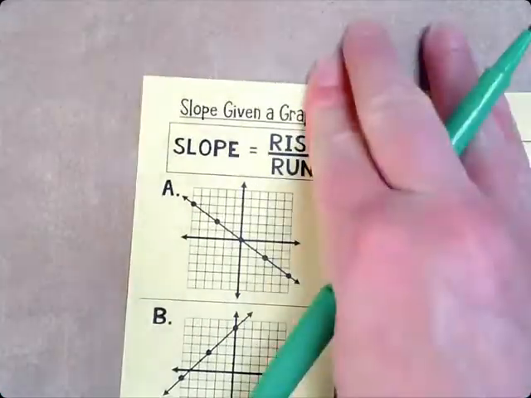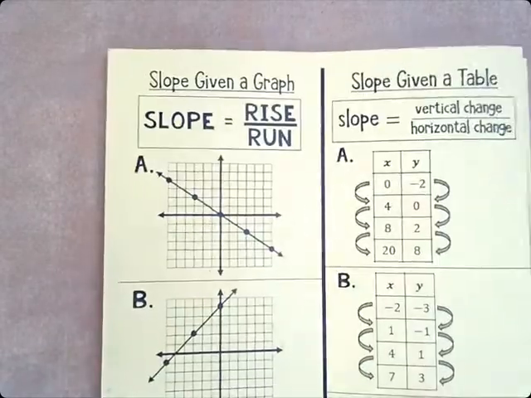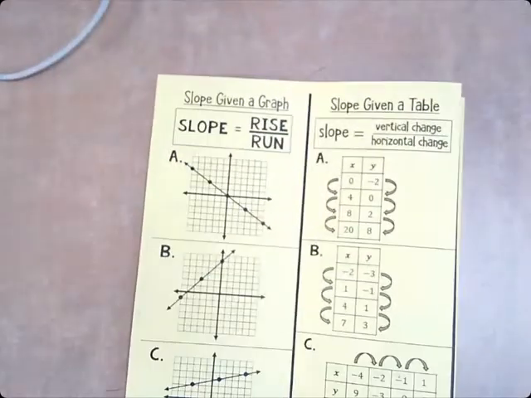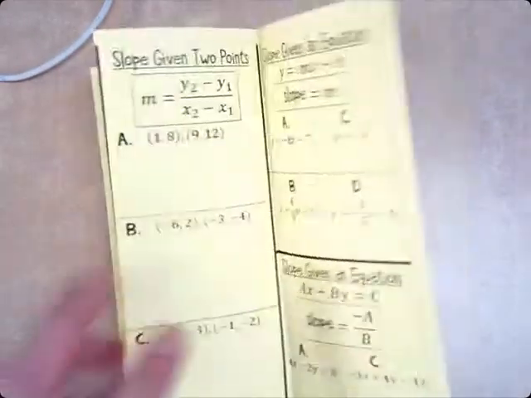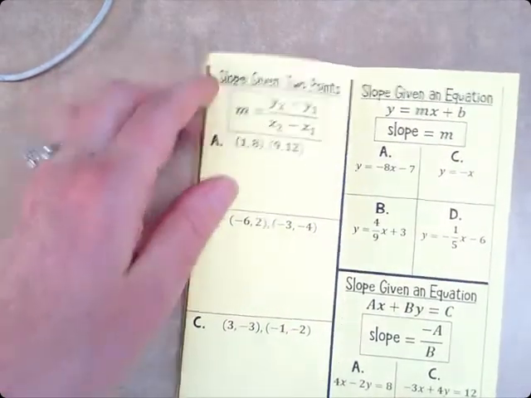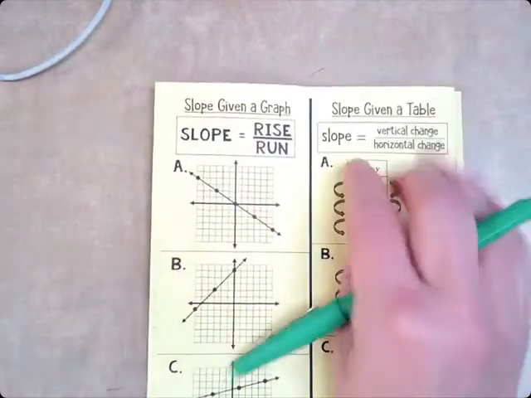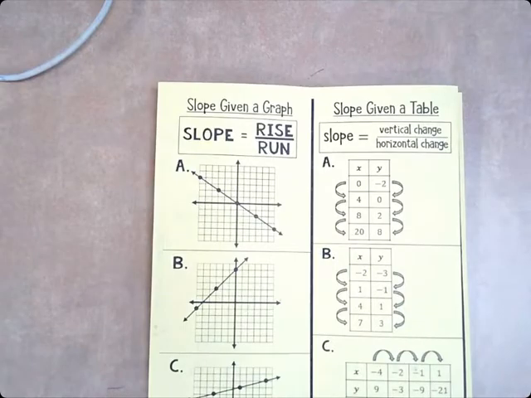All right, so let's go back to the front and let's fold it over. And let's do our slope on these 4. We're only doing the graph and given 2 points today. We're going to skip the table, wait for that for tomorrow.